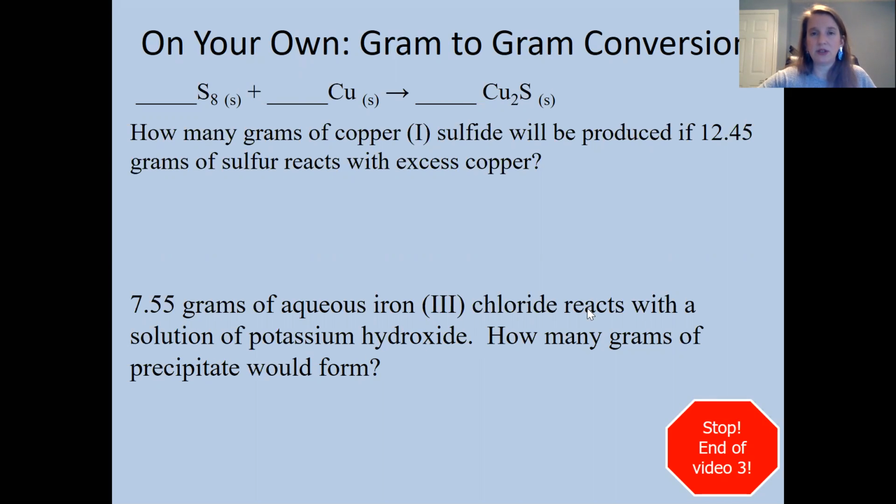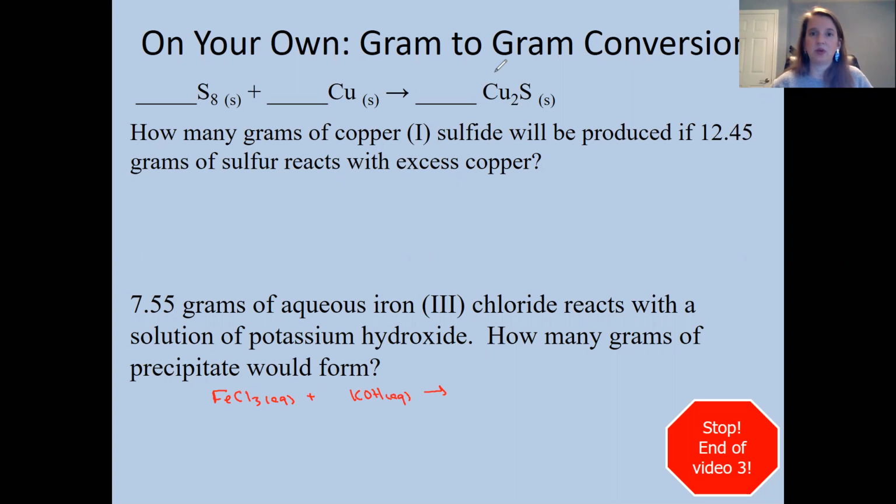Now with this second question, you have to remember how to predict the products of your double replacement reactions. So let me just show you that really quick since it's been a minute since we've had Christmas break. But remember, I've got iron 3 chloride reacting with potassium hydroxide. And I'm trying to figure out how many grams of precipitate.